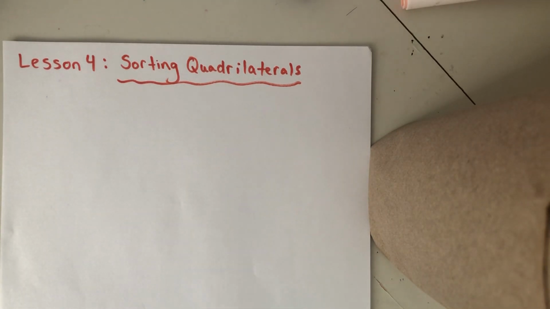Today's lesson is sorting quadrilaterals. Now we need to understand the meaning of quadrilateral. Quad means four. Okay, so a quadrilateral is a shape with four straight sides.